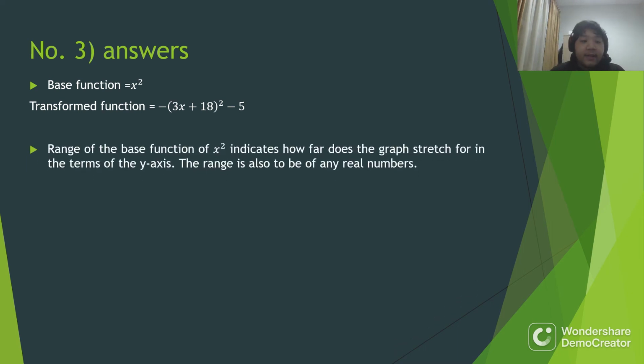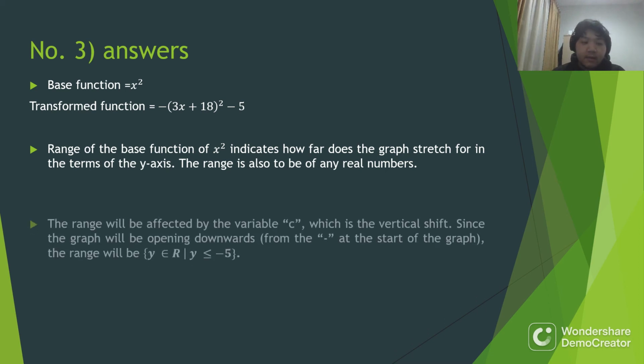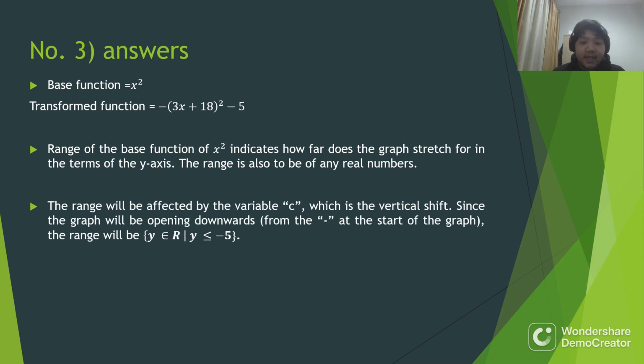Now, the range of the base function x squared indicates how far the graph stretches in terms of the y-axis. Basically, how far the graph will stretch up and down. The range for this one could be any real numbers. The range will be affected by the variable c, which is basically the vertical shift. Since the graph will be opening downwards, hence the negative value of a at the start, the range will be y is any real number and y is less than or equal to negative 5.